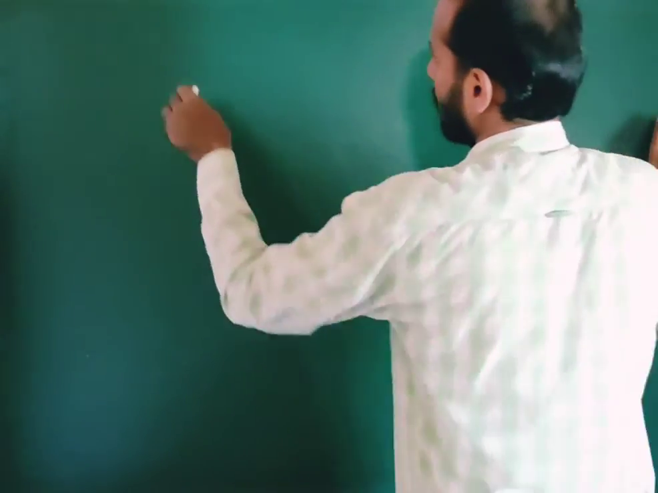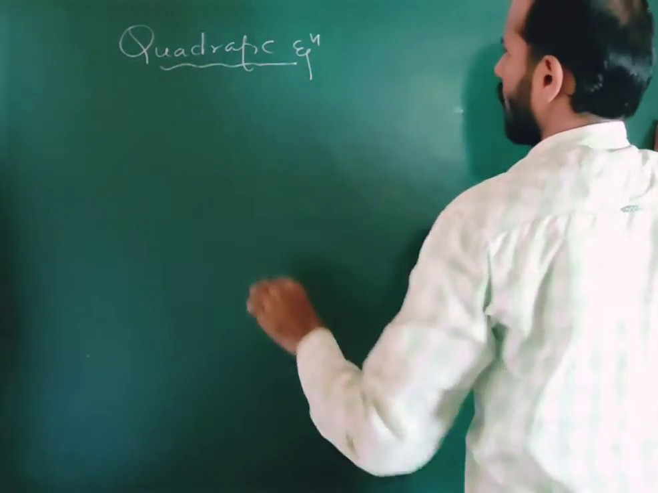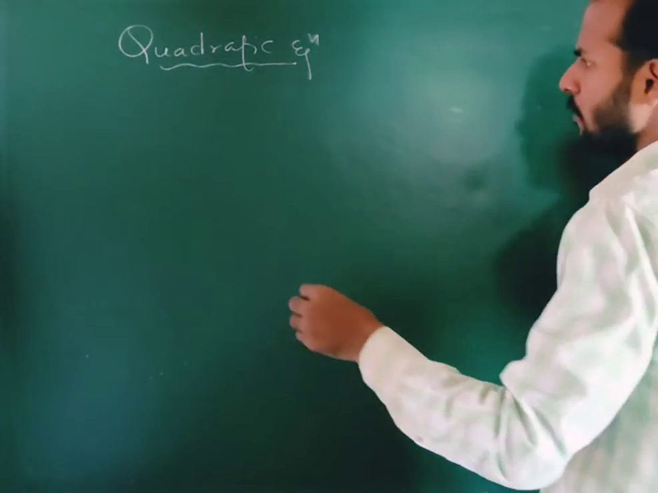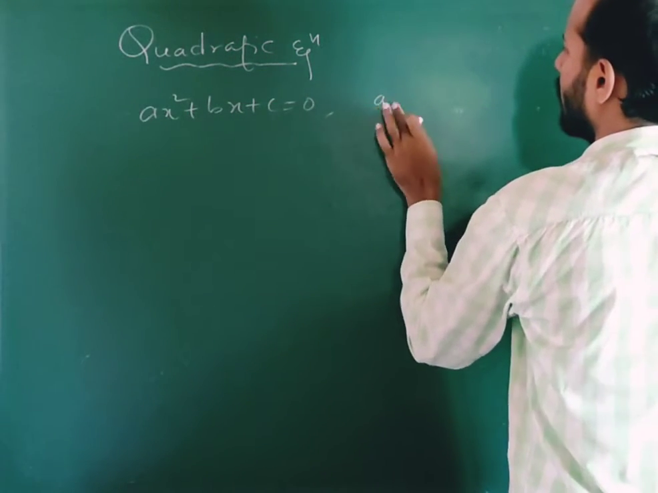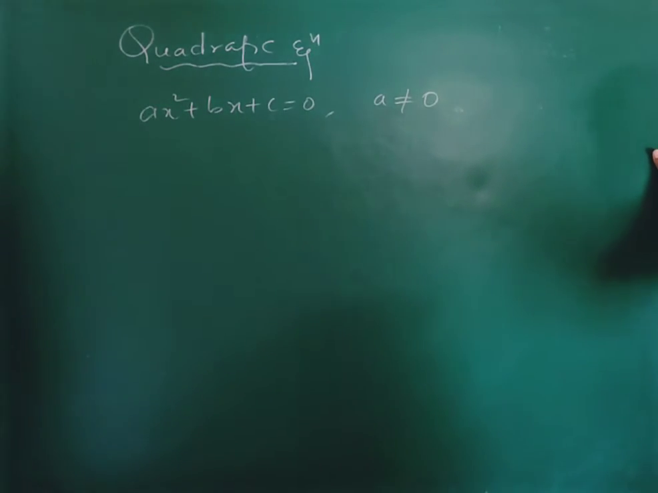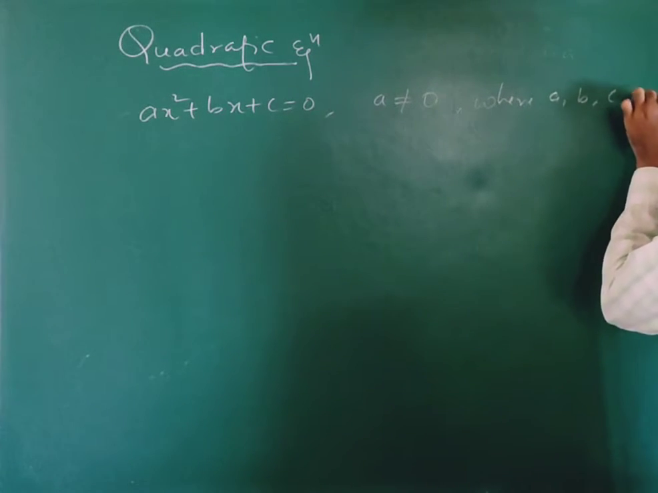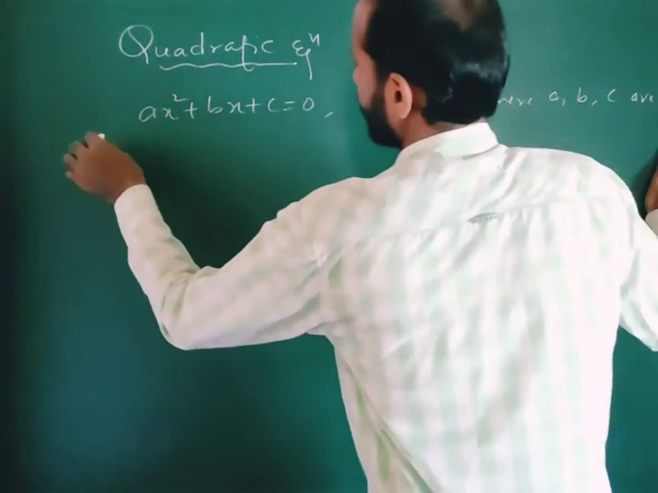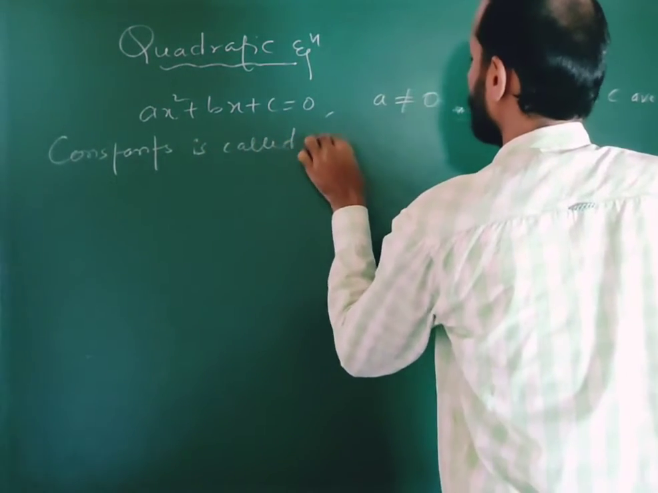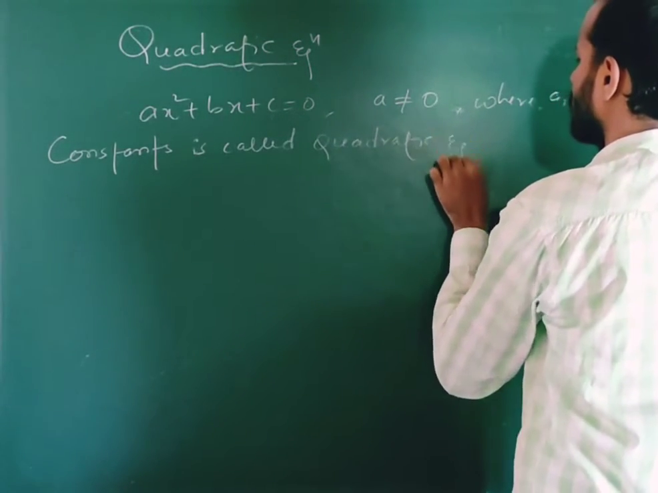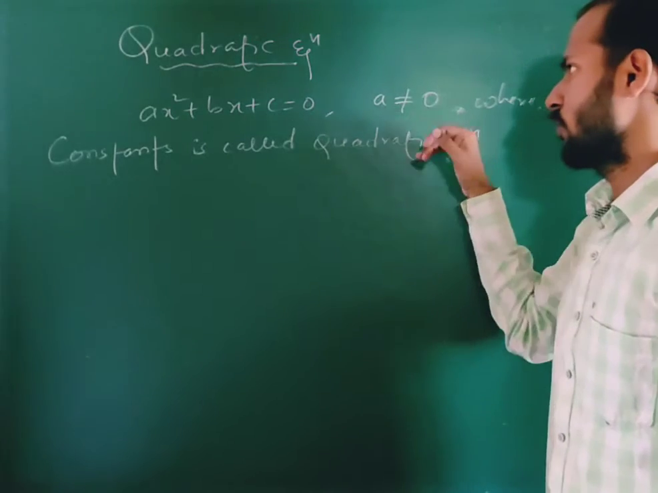Next we will see the quadratic equation. As you usually know, an equation of the form ax square plus bx plus c equals 0, where a is not equal to 0 and a, b, c are constants, is called a quadratic equation.